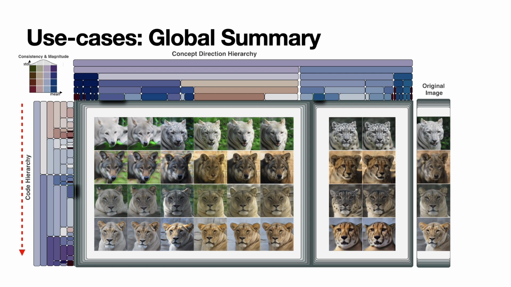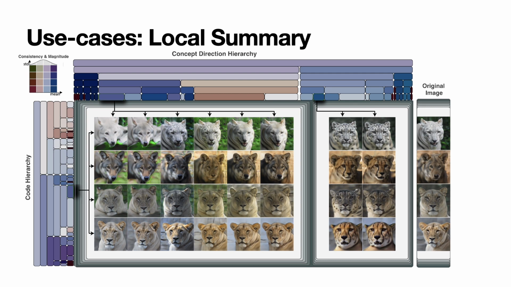Likewise, in the direction hierarchy, we can see the leftmost group clusters directions that will induce a large and consistent change. Meanwhile, the middle group are likely directions that induce small and somewhat inconsistent change. Users can decide which nodes to explore given this global summary.